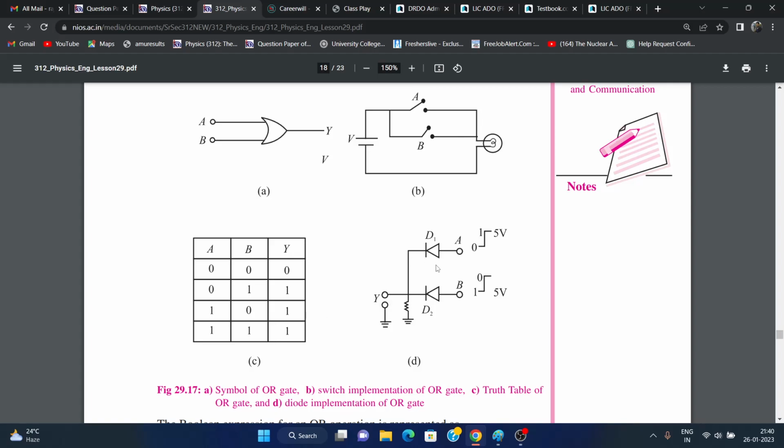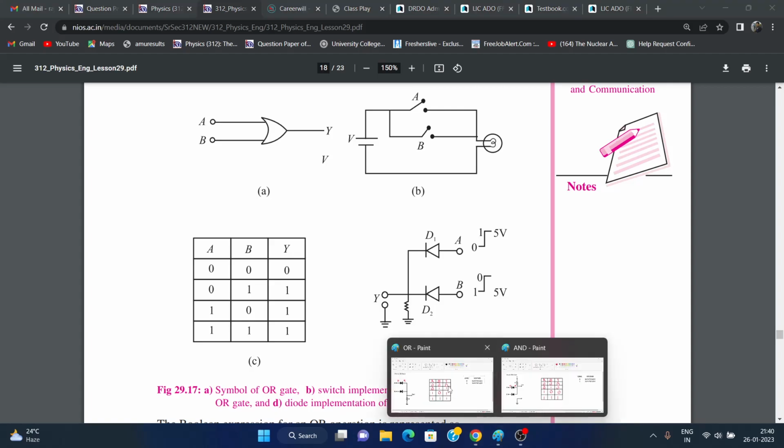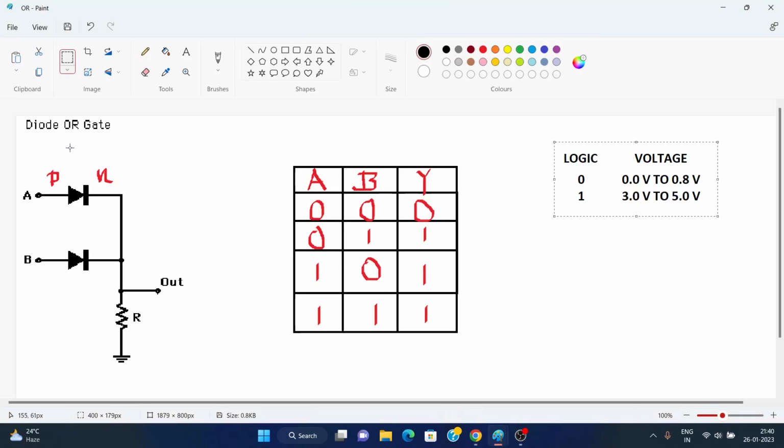Now using diodes we can explain this, but I have a better representation which is better to understand and better to remember. Here we can imagine a voltmeter across this resistor R, which will measure the voltage drop across this resistor.